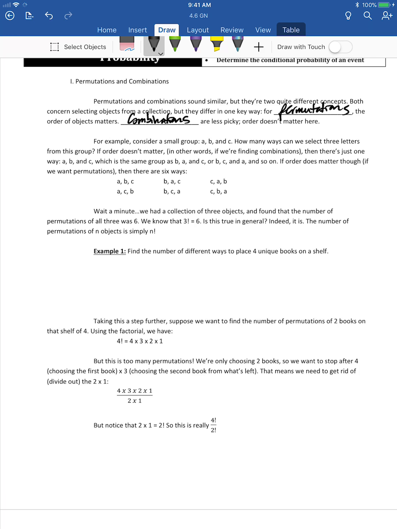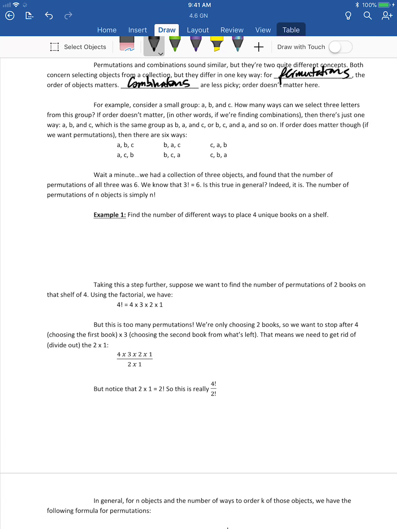If order does matter, though, so if we're looking at permutations, then there are actually 6 ways to choose 3 letters from this group. And we've listed those 6 ways here: ABC, ACB, BAC, BCA, CAB, and CBA. Now let's stop for a second. There was a collection of 3 objects, and the number of permutations of them was 6. We know that 3 factorial is 6. So is it true in general? And actually it is. The number of permutations of n objects is simply n factorial.